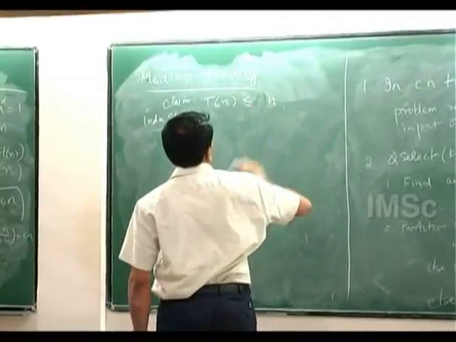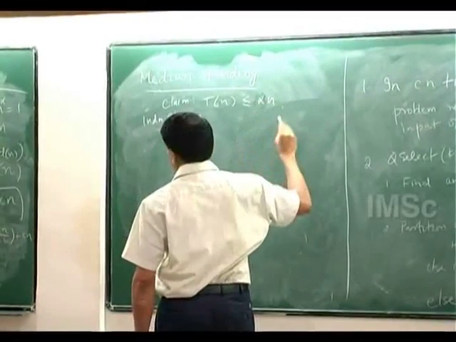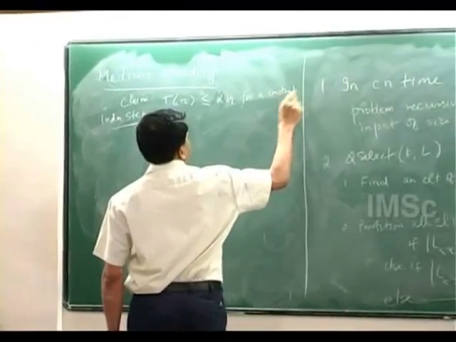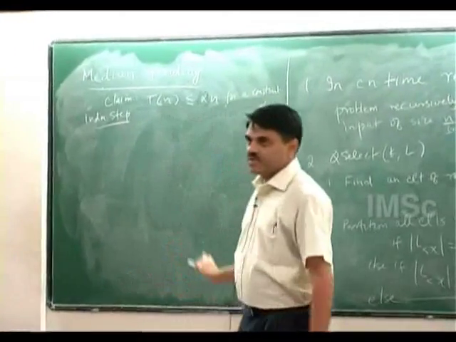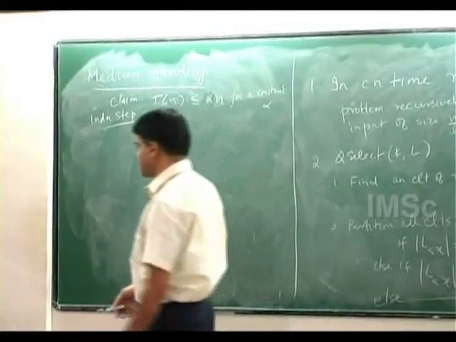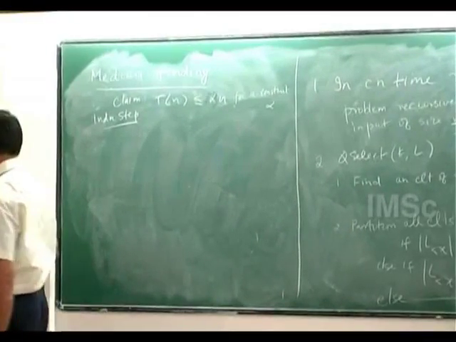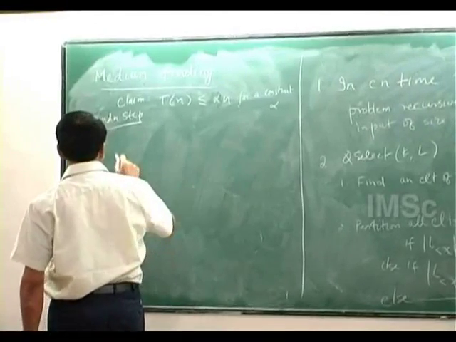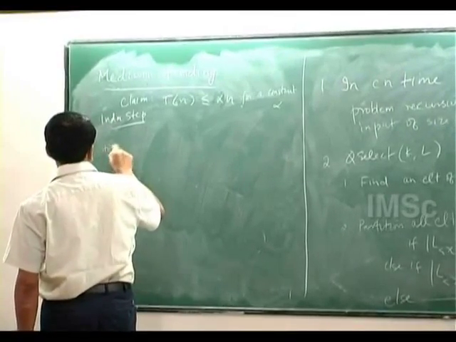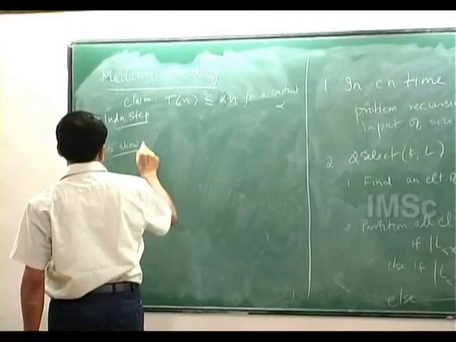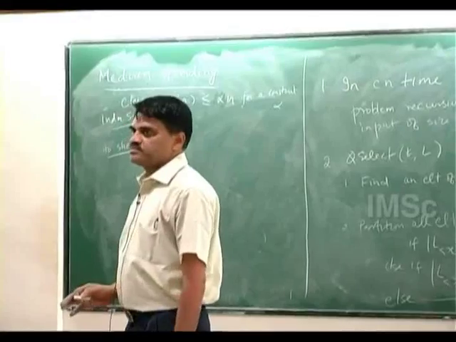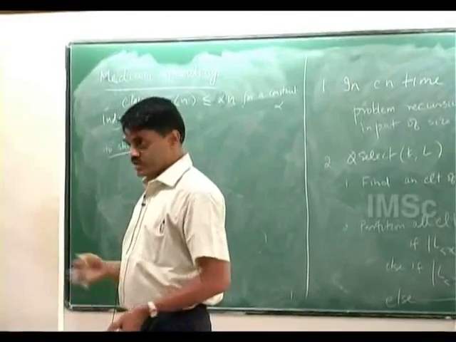I should use k, alpha n for a constant alpha. This is the claim. Okay, so how do I prove by induction step? Well, assume the induction hypothesis. Then what do I need to show? Tell me. What do I need to show?